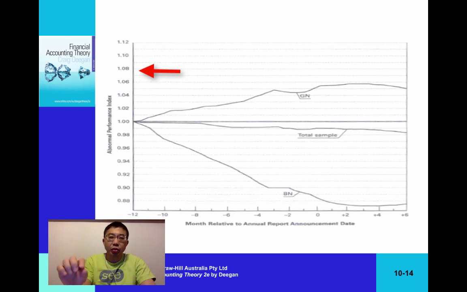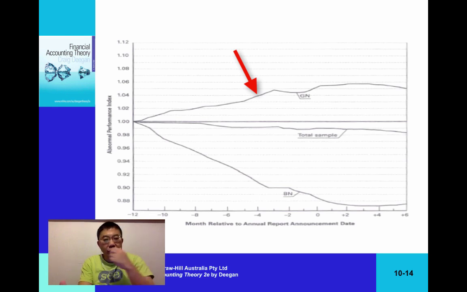That means the percentage change in the unexpected changes in share price. So the graph that you see going up shows increases in share price, so these are abnormal increases in share price. And the graph that is sloping downwards shows the abnormal decreases in share price.